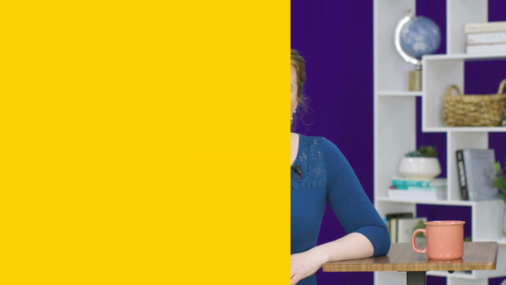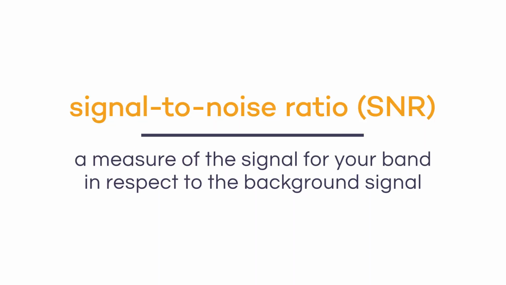Just as having too much protein on your membrane can be a problem, there are also concerns when you have too little protein on your membrane. A good indicator as to whether the signal from a low abundant target comes from a real band on your membrane is to measure the signal-to-noise ratio. The signal-to-noise ratio is a measure of the signal for your band in respect to the background signal.